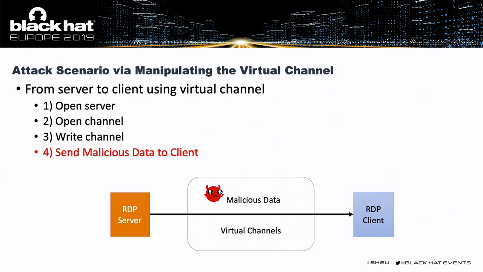Now, the attack scenario via manipulating the virtual channels. Using this virtual channel, we can send our data from the RDP server to the RDP client. So we created this attack scenario for a memory corruption vulnerability in the processing of malicious data sent from the RDP server to the RDP client. From now on, Chun-Sung will explain in more detail.